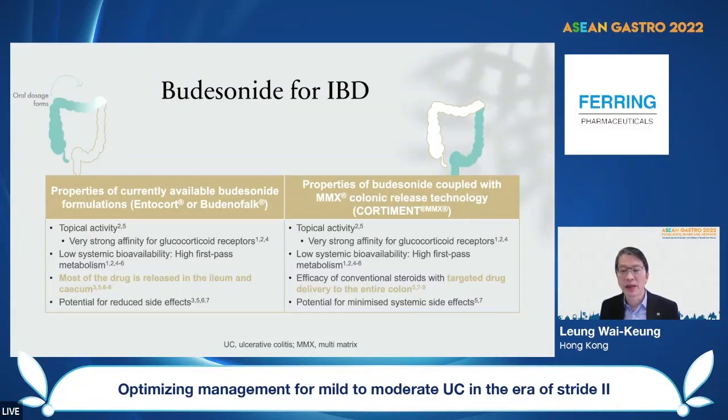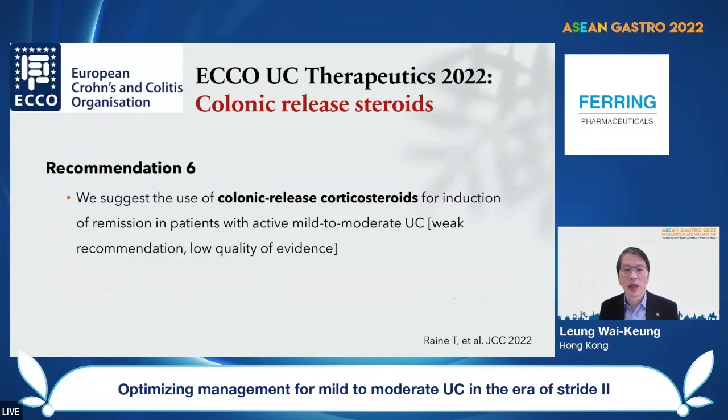Now we have an MMX version, which is a colonic release budesonide, designed to be dispersed in the distal part of the colon, particularly the left-sided colon. So it can deliver to the distal colon and is particularly useful in patients with ulcerative colitis. In the ECCO recommendations just published this year, the colonic release corticosteroid, namely the budesonide MMX version, is recommended for induction of remission in patients with active mild to moderate UC before you consider the use of systemic steroid, particularly in patients with not very severe ulcerative colitis.